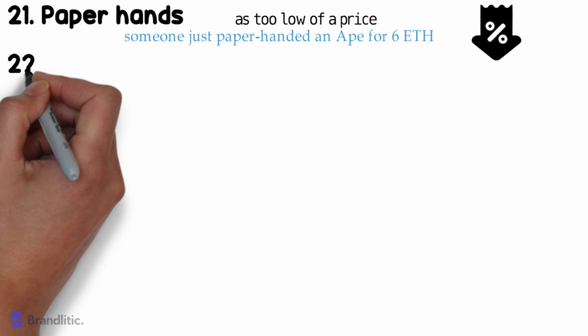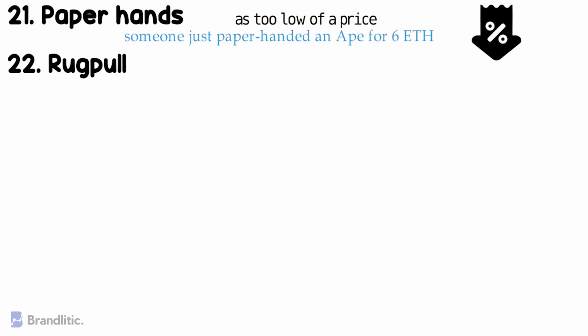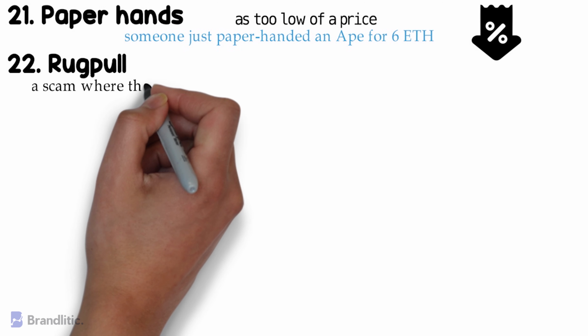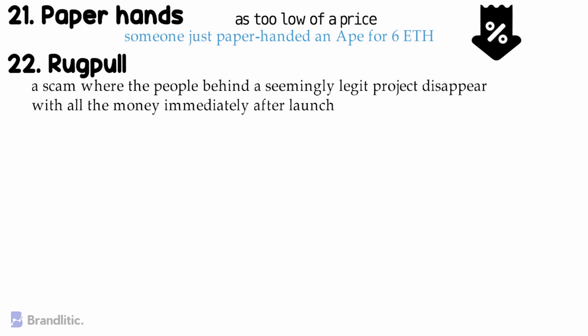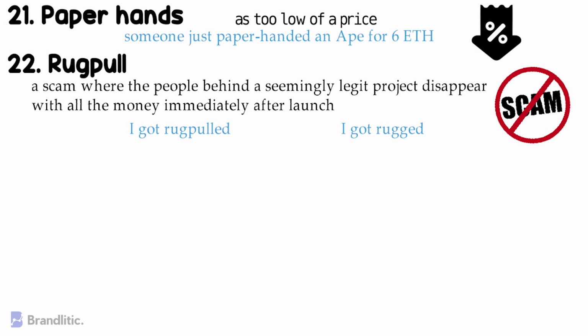Next, number 22, rugpull. A rugpull is something I hope you'll never experience. It's essentially a scam where the people behind a seemingly legit project disappear with all the money immediately after the launch. You might get an actual NFT in return for what you paid, but it's most likely worthless and not even tradable on the secondary marketplace. Rugpull is often used as a verb as well. For example, I got rugpulled, or simply I got rugged. You'll also see people on Discord simply writing rug, often to spread FUD in the community of a specific project.